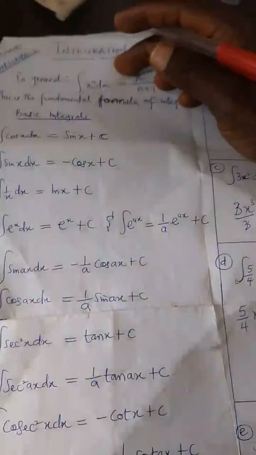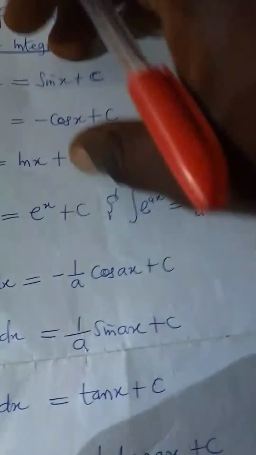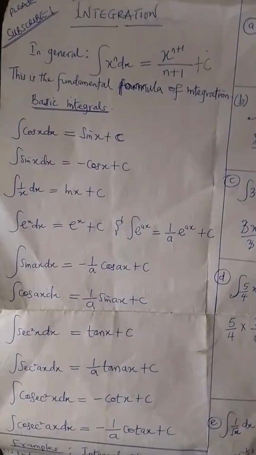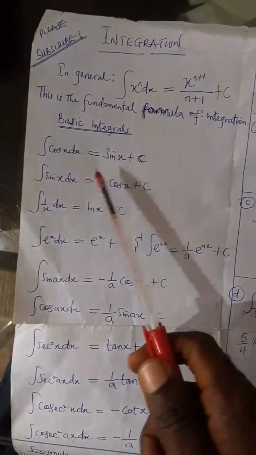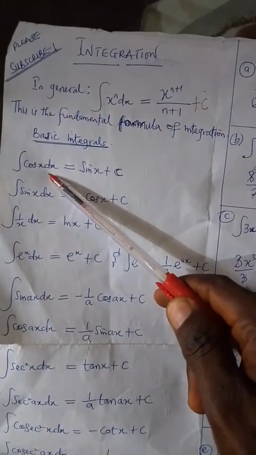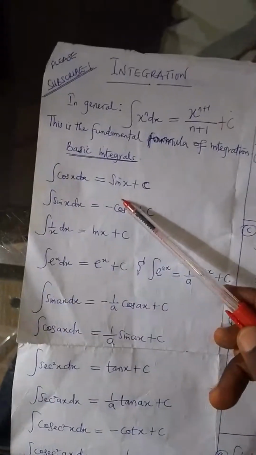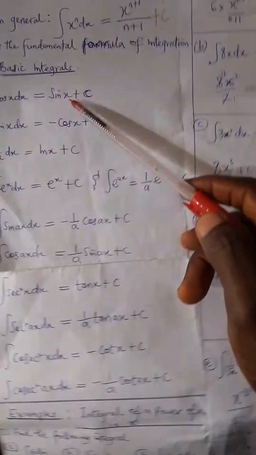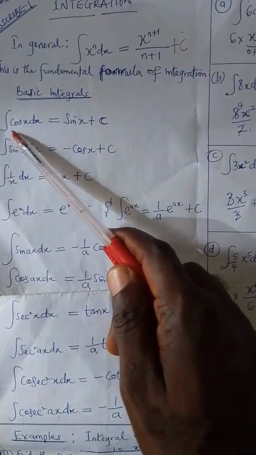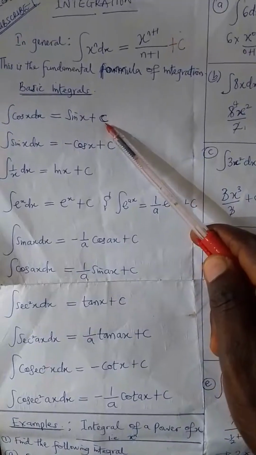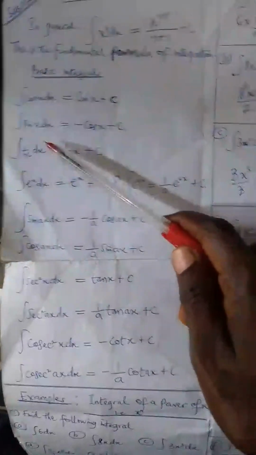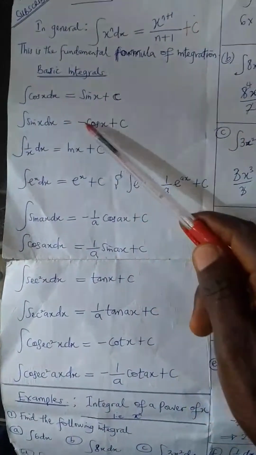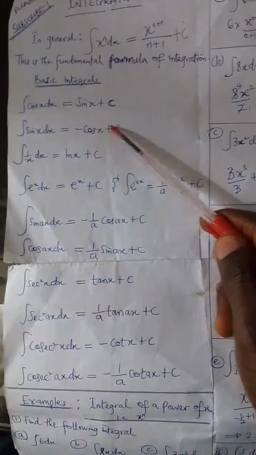Okay, what we are going to do now is, let's see some of these formulas. Can you see some of the formulas? We have cos x dx. The basic integral for that is sine x plus c. So after integrating, there will be a c that will be left. So this will change to minus cos x, then plus c.